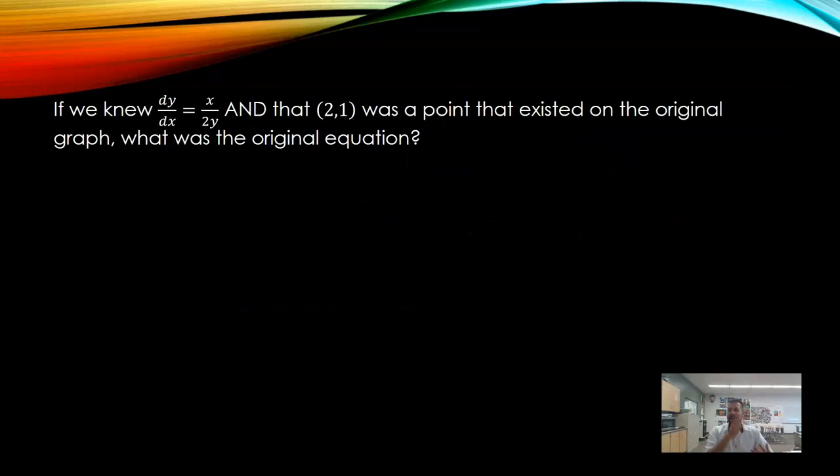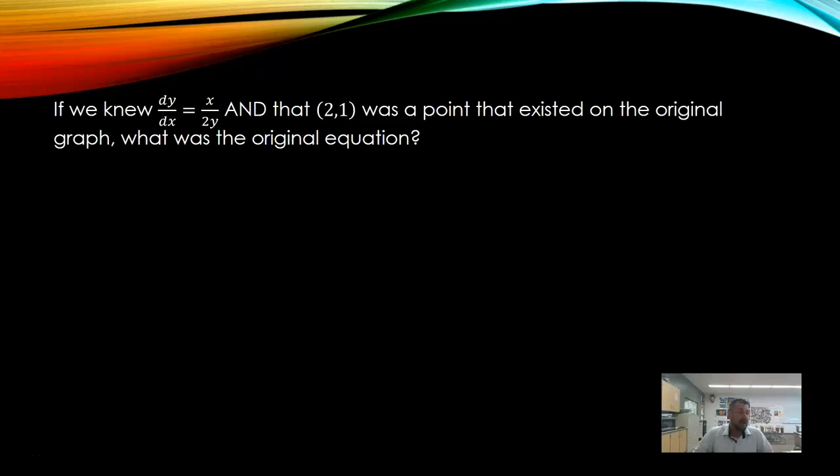So what I'm going to do here is hop back and forth between this screen and the next one, okay? But if we knew that dy/dx equals x divided by 2y, so notice again, we've got x's and y's mixed together here, and that the point (2, 1) existed on the original graph, then what was the original equation?